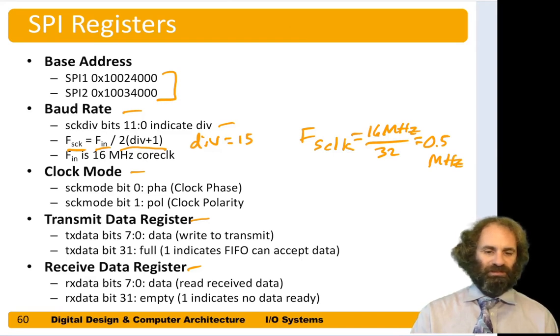Clock mode, if we wanted to set the phase and polarity, we do that in the bottom 2 bits. Transmit data register, first we look at bit 31 to see if it's full. Once it's not full, we write to bits 7 through 0 to transmit data. Similarly for the receive data, we look at bit 31 to see when it's empty. As long as it's empty, we keep reading it. Once it becomes not empty, once the empty bit is 0, then there's data waiting for us, and we find it in the bottom 8 bits.